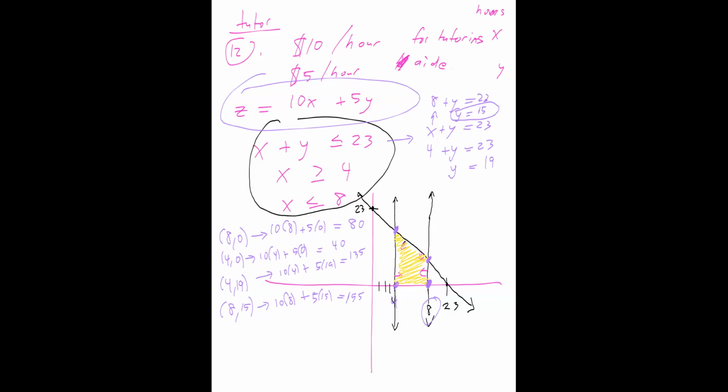So based on that, work your way backwards and tell me how many hours you should work tutoring in order to get $155 per week. 8, yes, because X represented tutoring hours. So you should tutor for 8 because 8 was X. And then how many hours should you spend as a teacher's aide per week? Well, that point had what Y value in it? 15. So you should be a teacher's aide for 15 hours per week. Then you make the most money. You could do other options that would make a little bit less money, but that would be the most.